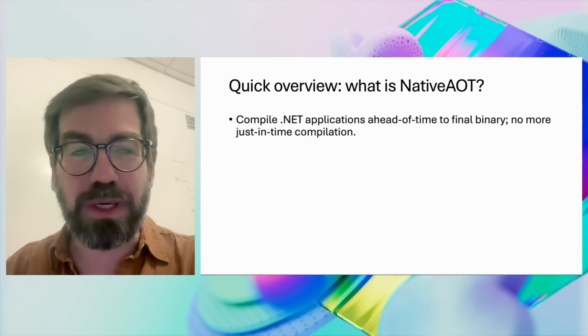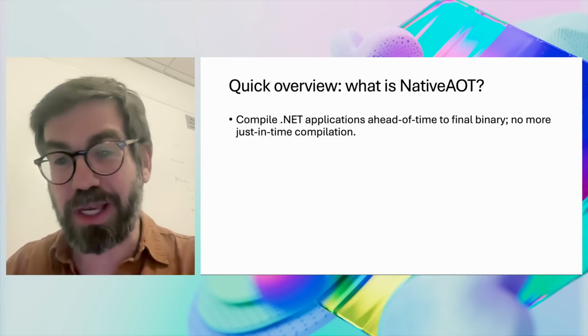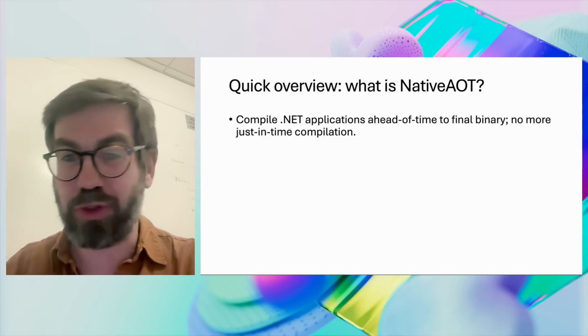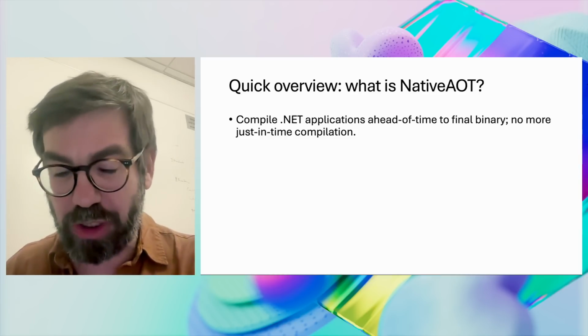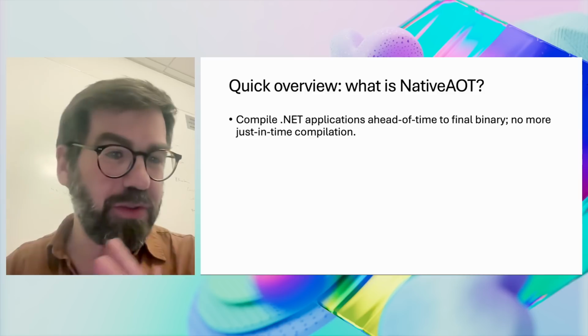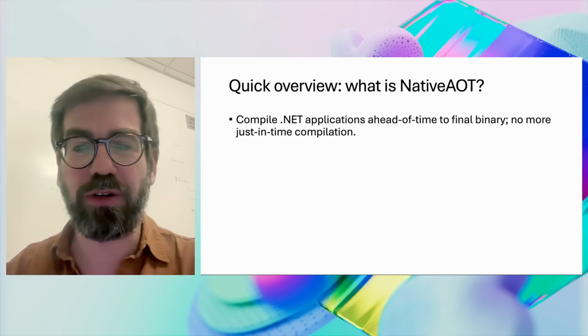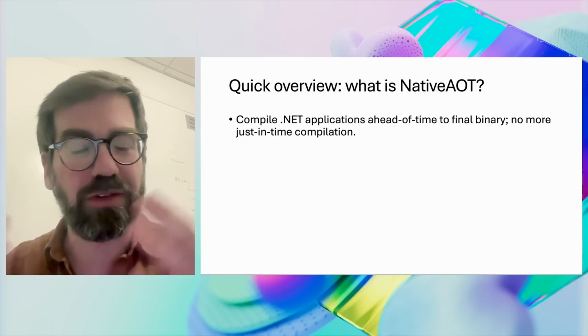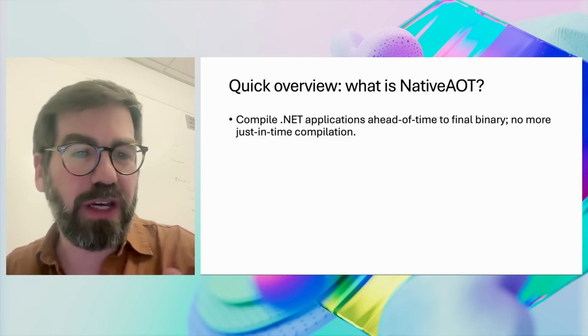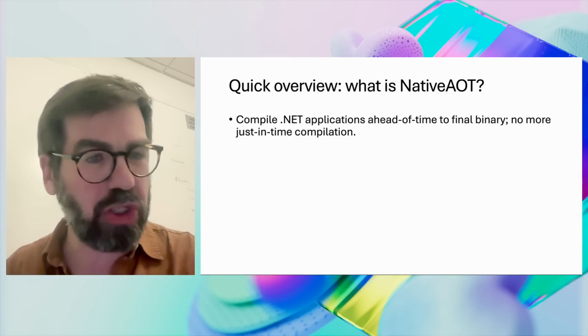So native AOT is basically about compiling .NET applications ahead of time to a final binary. So there's no more just-in-time, no more JIT compilation. That means that .NET starts to function a little bit like languages like C or Rust, where you don't have this startup JIT phase, but rather what you get is an end binary that you can just launch as is.